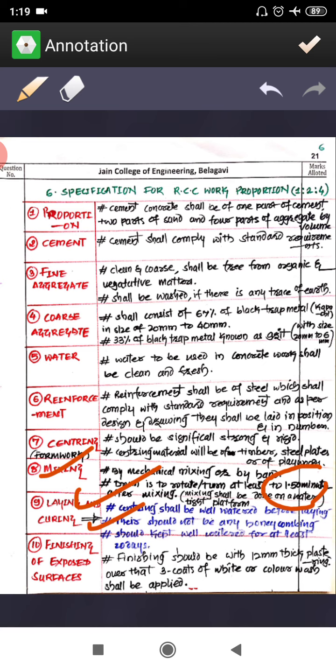And finishing of the exposed portion. After finishing, you're supposed to apply plastering of 12 thick over 3 coats, and then you can apply white or color coating on that. Now this is the sequence of RCC work. This is very important work, RCC work, with the specification and the sequence, and they have given the ratio proportion.